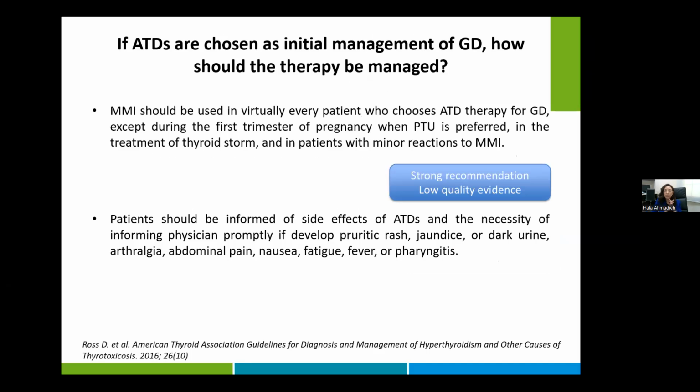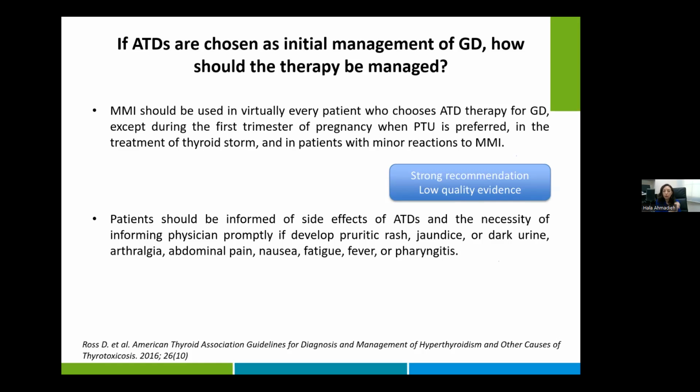For patients who choose the antithyroid therapy, methimazole is chosen in every single patient, except during the first trimester of pregnancy when we choose PTU, because methimazole is teratogenic and associated with aplasia cutis. Also in thyroid storm, we elect to go for PTU instead of methimazole. And in patients who are allergic to methimazole, we may resort to PTU. Otherwise, for all other patients, methimazole is the indicated treatment.